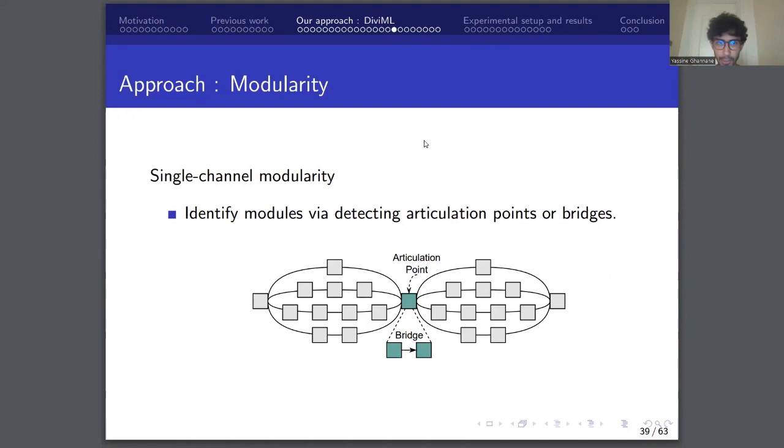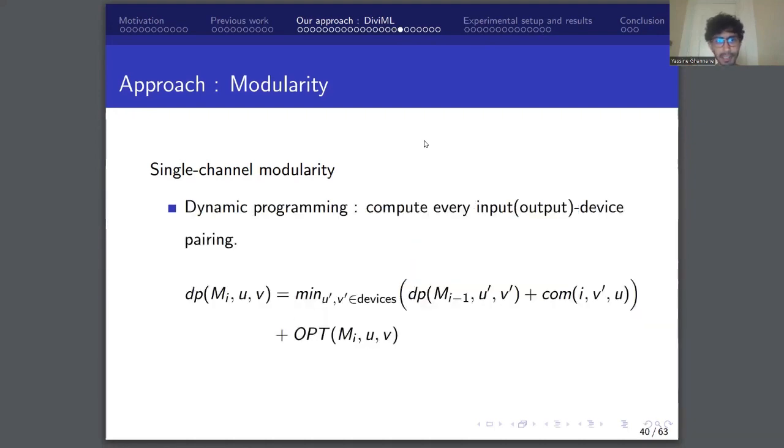So starting with the single channel modularity, identifying modules is fairly straightforward. And our solving relies on dynamic programming that takes advantage of the global ordering that we can establish between the scaling time of each of these modules, due to the linear sequential ordering of a DNN when the different modules communicate through a single channel. Further details on the dynamic programming formulation can be found in the paper.